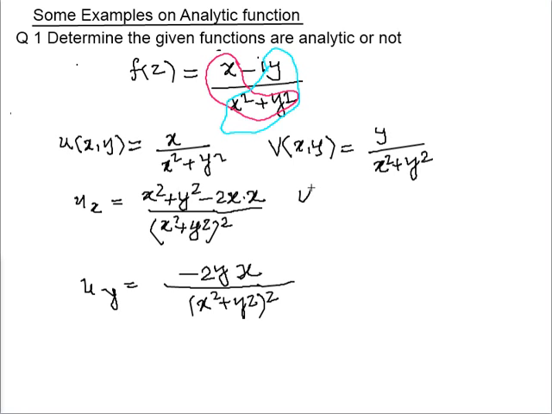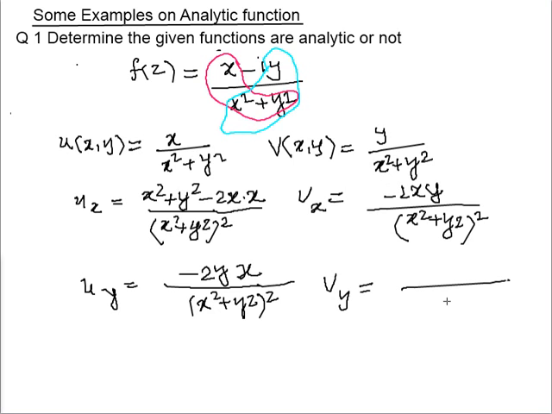Now the derivative of v with respect to x is given over (x square plus y square) whole square. The derivative of y with respect to x is 0, minus 2x into y. Now v y is over the same (x square plus y square) whole square, with the derivative of y being 1.